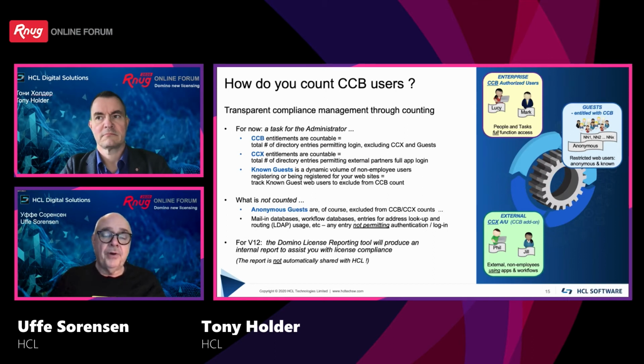It's the total number of directory entries that permit an external partner to log in. So the final number of licenses you need for the CCP users is the total number of entries that can log in, subtract the CCX and guest users, and that's it. So it is a very simple way to manage and understand what licensing you need.